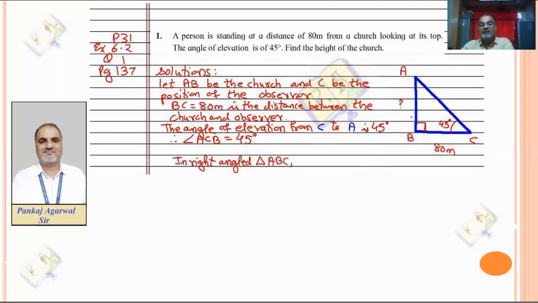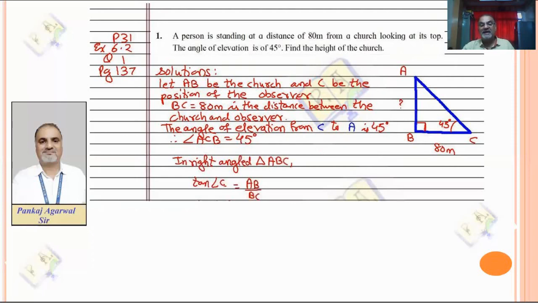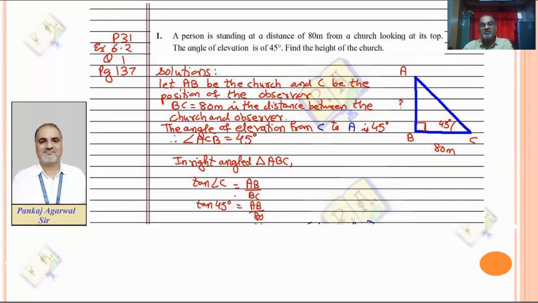So, in right angle triangle ABC, I require the side opposite to the marked angle and the adjacent side is given to me. Opposite side is asked, adjacent side is given. So I can use tan angle C. So what is tan angle C? AB upon BC. Now what is the value of angle C? 45 degrees. So tan 45 degrees is equal to AB upon 80 because BC is given as 80.